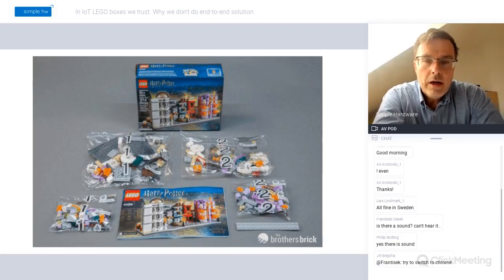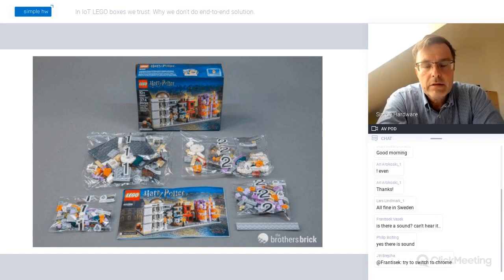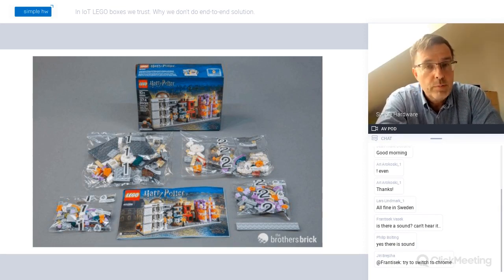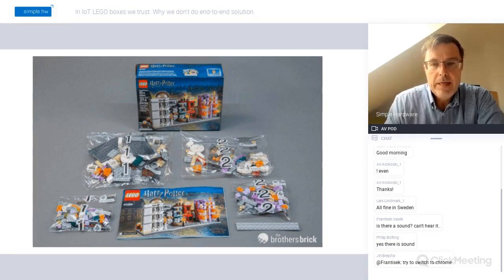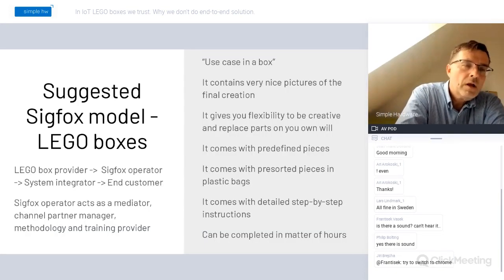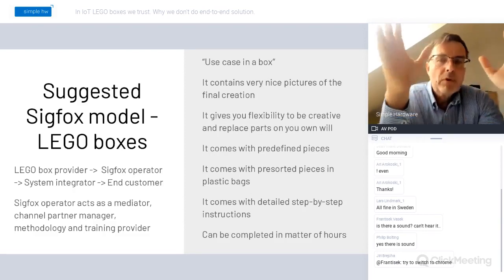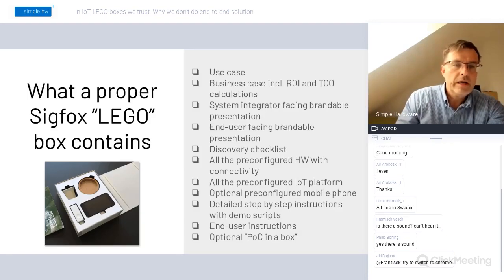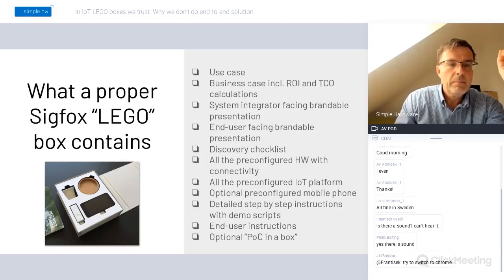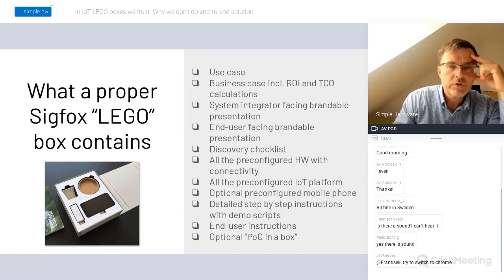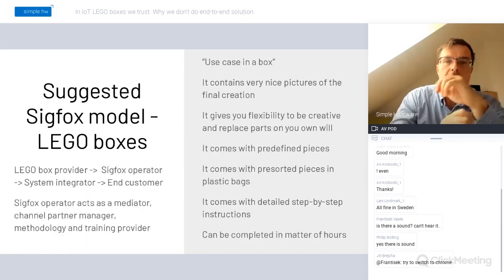So what we think the best approach would be is the Lego boxes. Basically, it's a use case in a box. It's a concept where you have a real box. I have this slide of the box here. I was just pushing forward a little bit, and it contains everything.